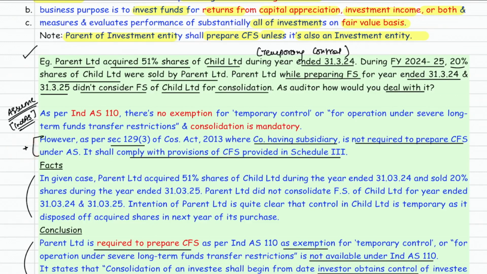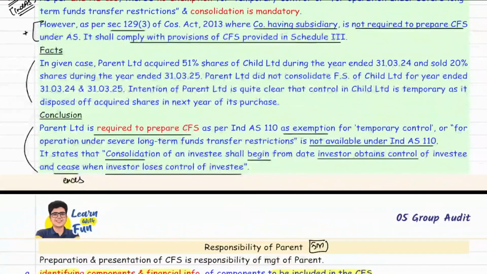Sir, what is the extra point? Whenever a company has a subsidiary and it is not required to prepare CFS, still you need to comply with Schedule 3. Then just write the facts of the case in 1 or 2 lines, and the conclusion is the company is required to prepare the CFS.